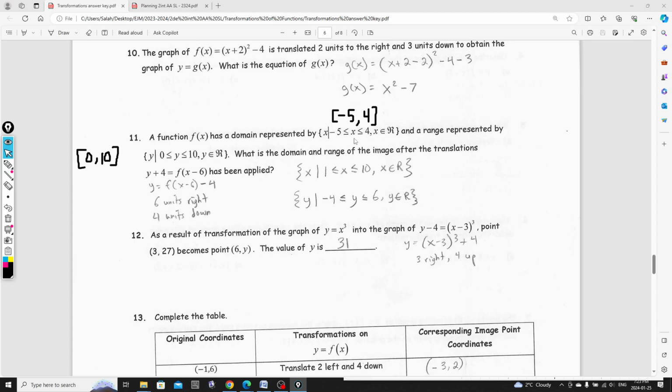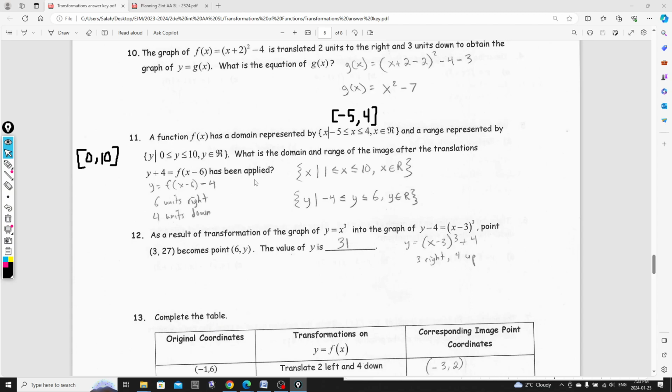Well, my domain is only going to be affected by my horizontal shift of 6 units to the right. That means my minimum value of -5 has shifted 6 units to the right, which means my new minimum value is 1, which is this guy right here. Same thing with 4. This is my maximum x value. Well, this guy right here is no longer 4. I've shifted it 6 units to the right, so the upper end of my interval is going to be 10. 4 plus 6 is 10.